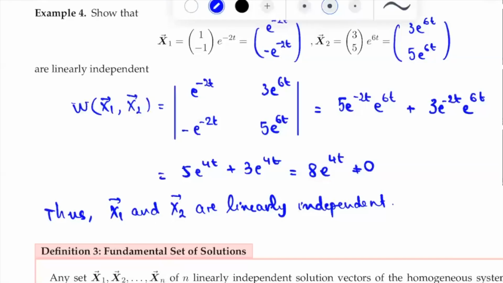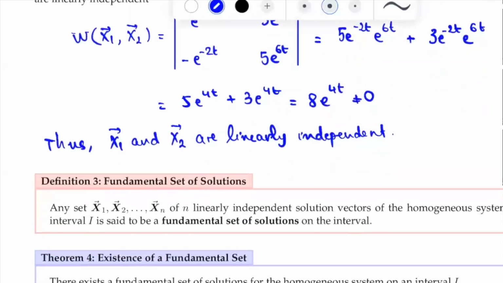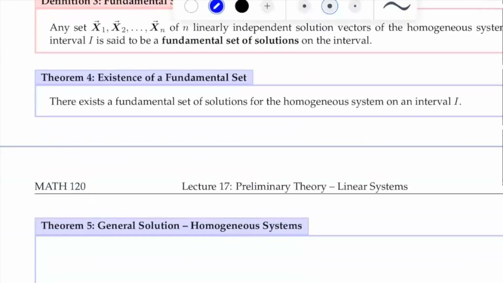And for whatever system we're working on in the course, we try to make it easy so that we can always find the solutions. And the solutions that we find are linearly independent. Therefore, there always exists a fundamental set of solutions for the homogeneous system on the interval I. Right? So that's the concept of theorem 4. Now moving on to theorem 5, when you have the general solutions of the homogeneous system, and later on we have another theorem on the general solutions of the non-homogeneous system.